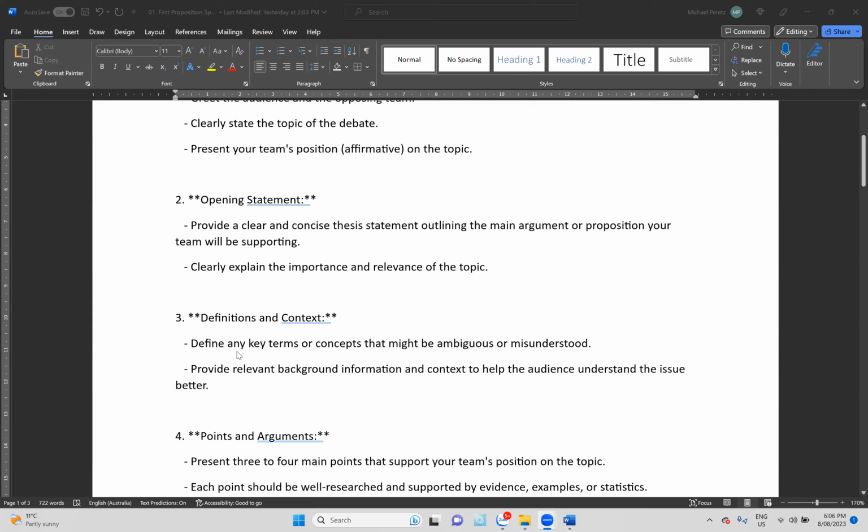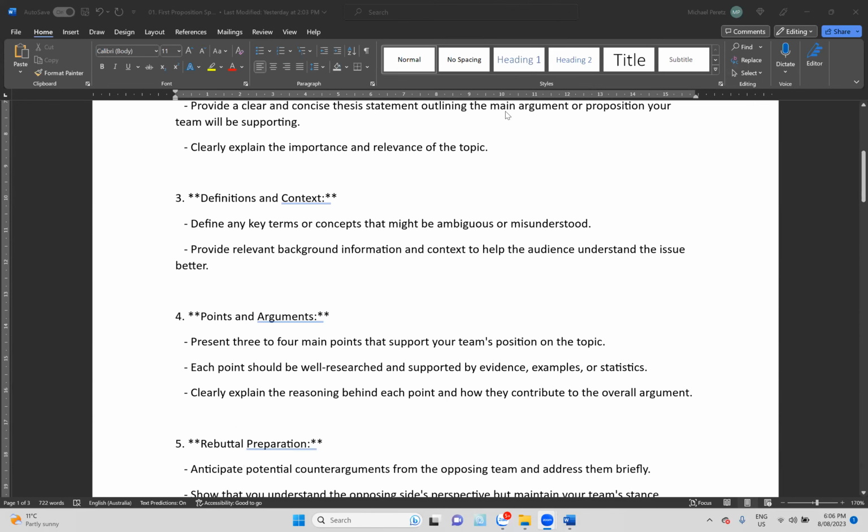Next, you'll want to go on to define any key terms or concepts that might be misunderstood, or maybe people don't know what they mean because they can mean more than one thing. So you just want to clear up exactly what you mean. And then you want to give any relevant background information to help the audience understand the issue better. So this is your team's chance to get the audience really agreeing with you right from the beginning.